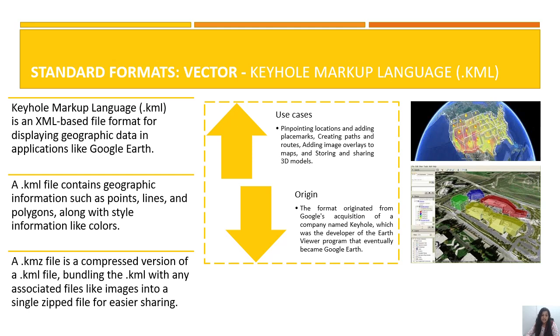Now the KMZ file is the compressed version. The KML file is bundled with other associated files, which are zipped together for easier sharing. This originated from Google's acquisition of a company called Keyhole, the developer of the Earth Viewer program, which eventually became Google Earth. They started using this format, and now it has been very useful and widely adopted.